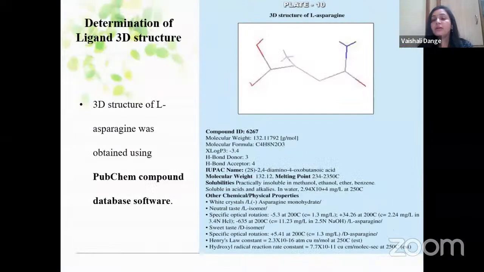Next, the ligand. The ligand is nothing but L-asparagine. The structure of L-asparagine is predicted with the PubChem compound database software. Here you can see the structure, and these are the structural information I have got with that software.